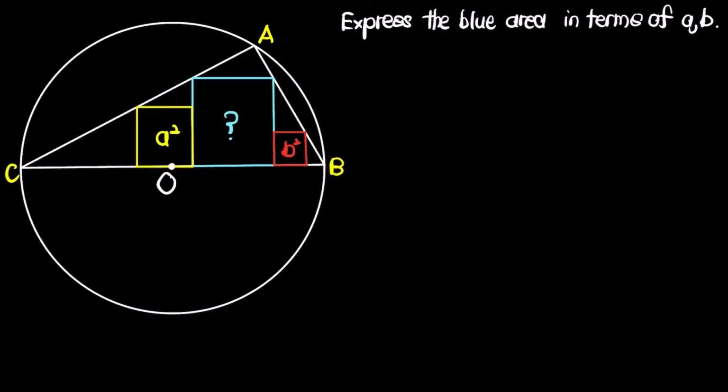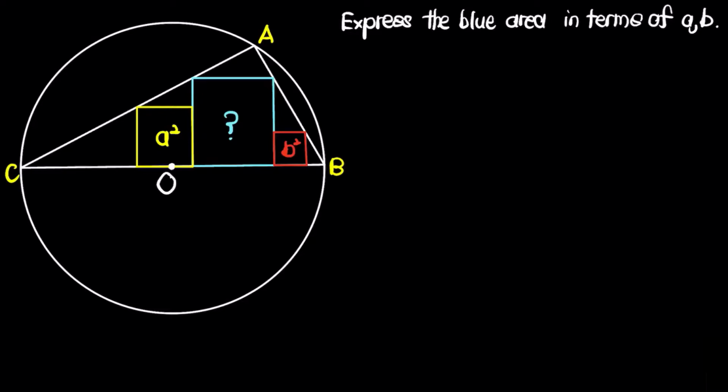Today let's solve two geometry puzzles. In the first puzzle, I have a circle and an inscribed triangle ABC, with O being the center of the circle. There are three squares placed inside the inscribed triangle: the yellow one, the blue one, and the red one.